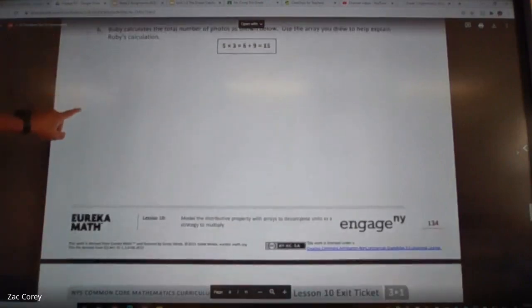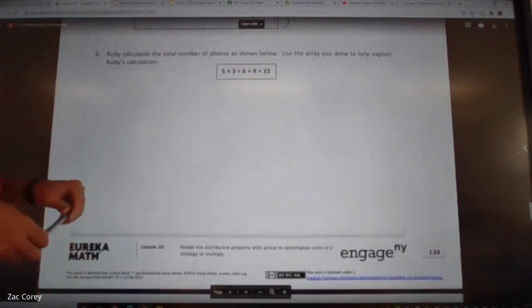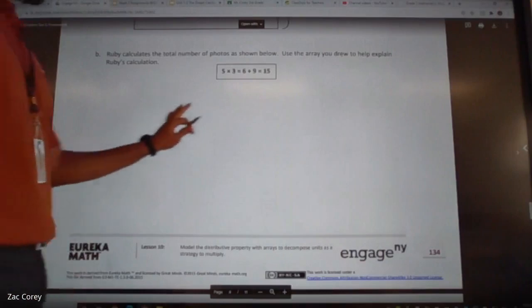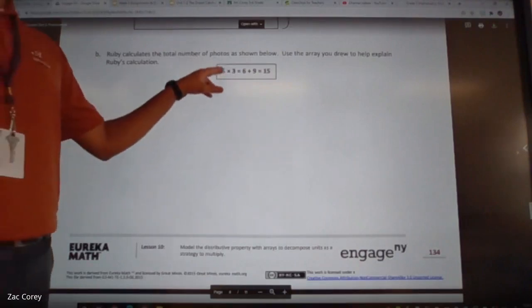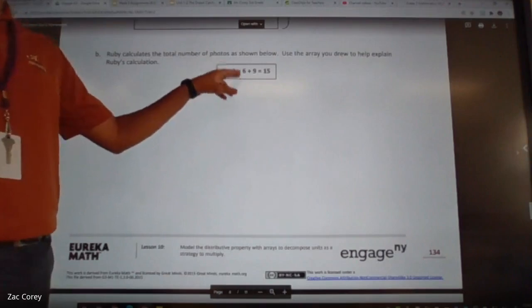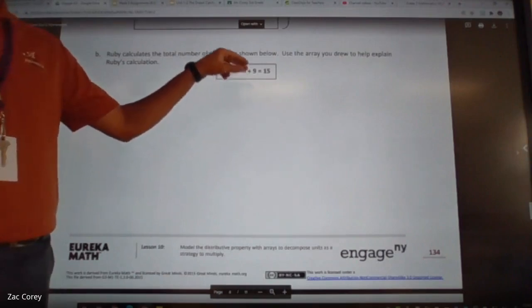Ruby calculates the total number of photos as shown below. Use the array you drew to help explain Ruby's calculation. So I'm not going to write it out here. I'm going to let you guys do that. But this is what she wrote in her math sentence. She said 5 times 3 equals 6 plus 9 equals 15.